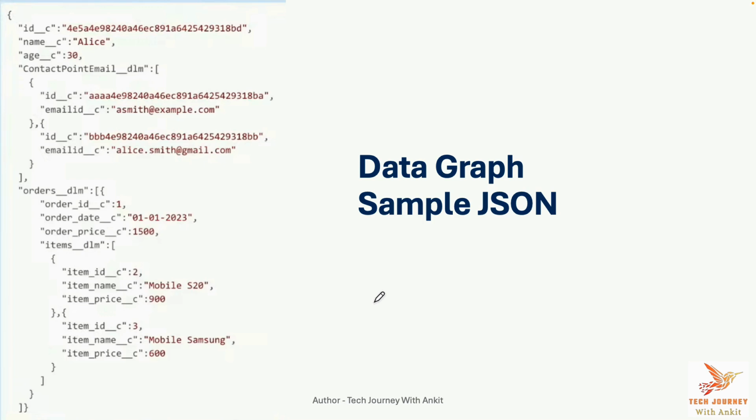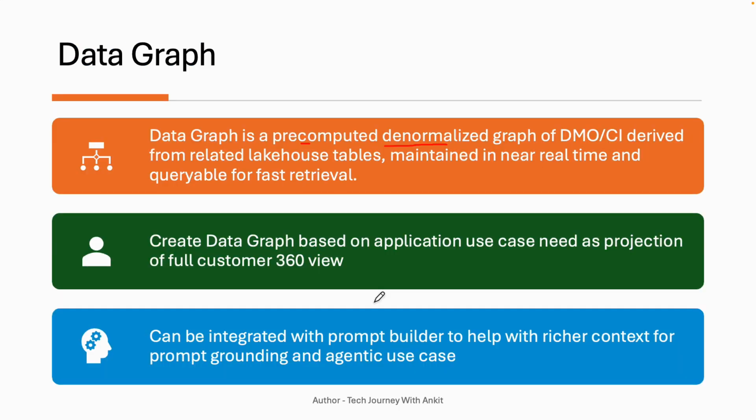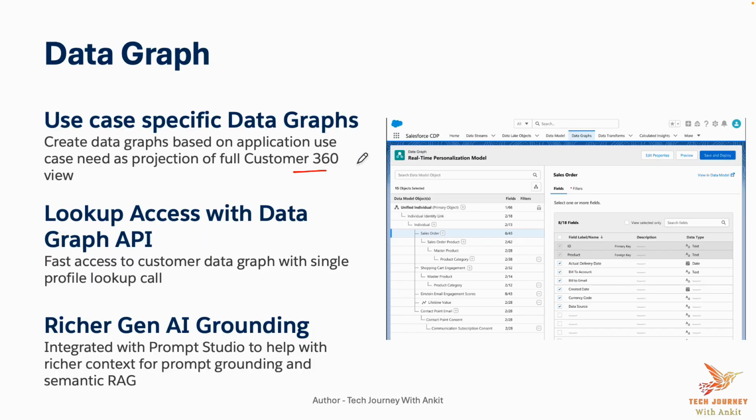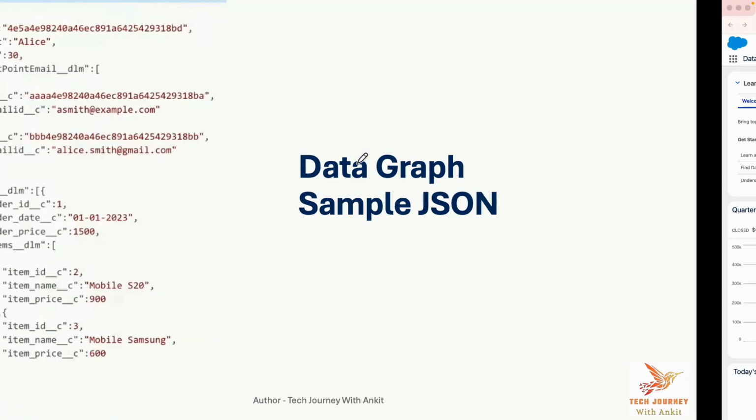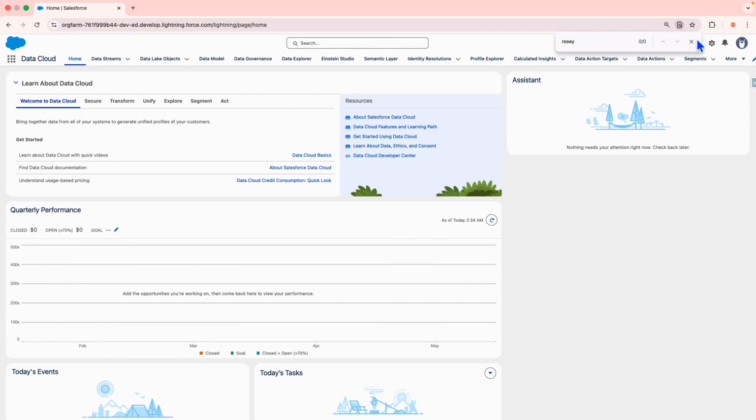I will show you this in an example so you can relate. But there are a few key things you have to remember before I move further. It's a denormalized graph of DMOs and CIs. So you cannot use data lake objects here. You can only use data model objects as well as CIs, which are derived from the related data lakehouse table. And the final representation will look something like this in JSON form. Let's see this in practice.